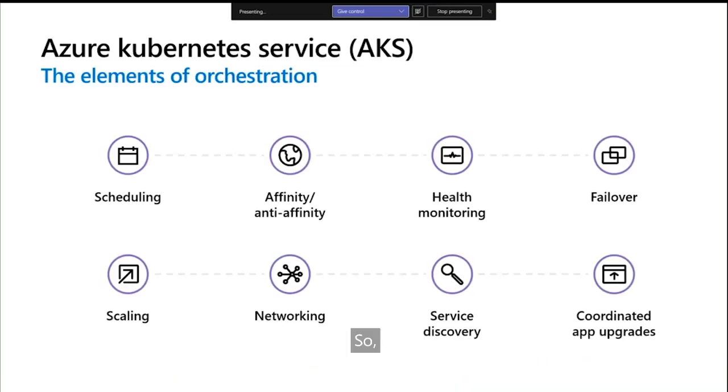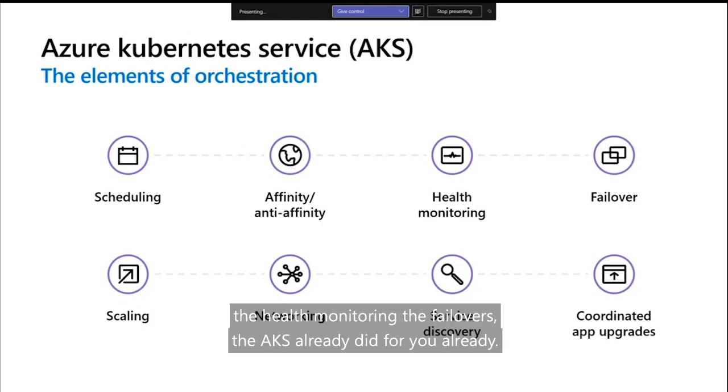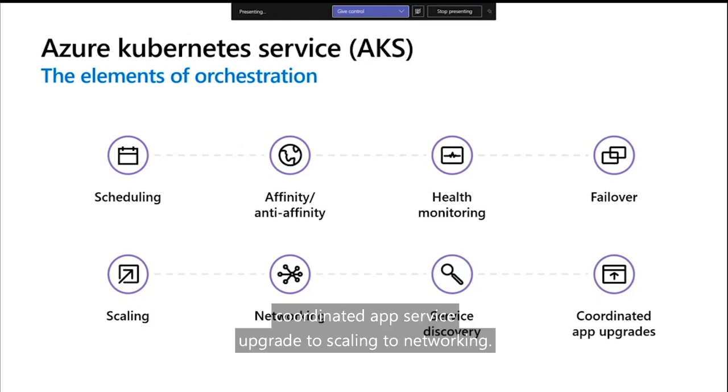So for the AKS elements of the orchestration, you can do the scaling, affinity or anti-affinity, the health monitoring, the failovers, the AKS already does for you, the networking, service discovery, the coordinated app service upgrade. The scaling and the networking, you can configure on your own. It's fully customizable by yourself.